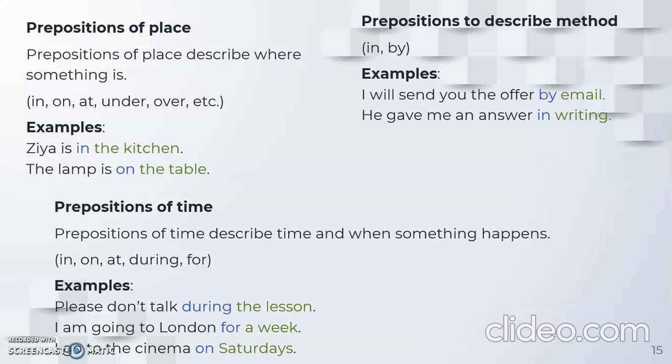And the next is preposition to describe method. We use in and by. Examples: I will send it to you by email. Or he gave me an answer in writing.